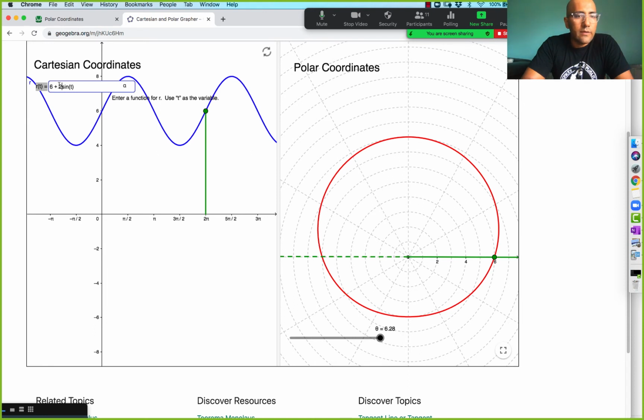Good. Okay, so let's go back to the other one. How about if we had a 2 plus 4 sine t.